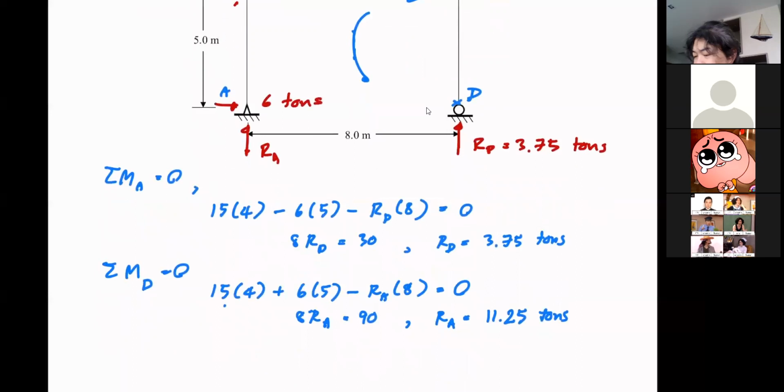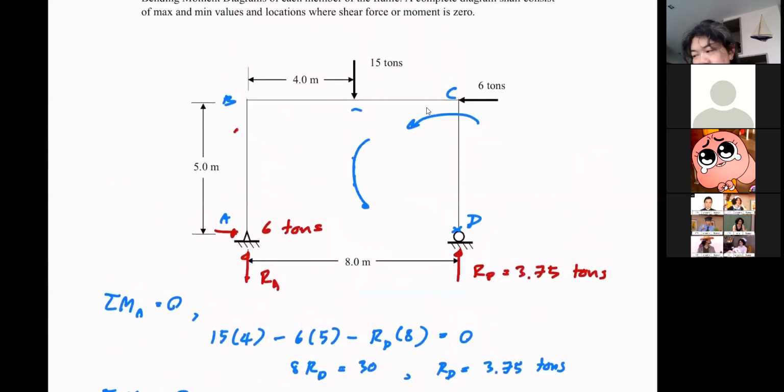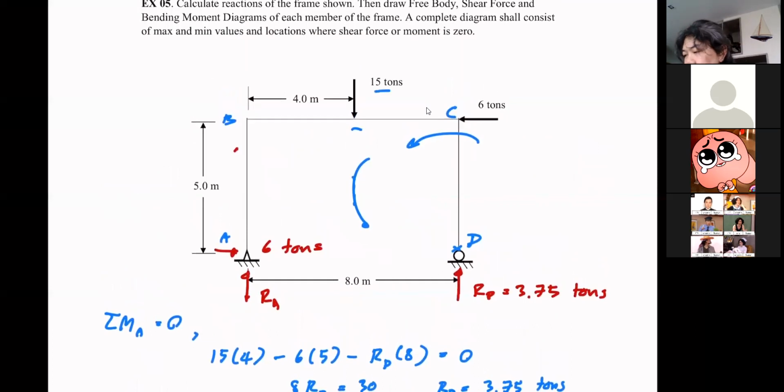So you can see that if later on, some would follow me, but only up to this point, they take moment at 2 locations, but then they never check sigma Fy. So what's the point of doing it? So we need to also check our sigma Fy. And in this case, you have 7.75 plus 11.25, which is exactly 15 tons. So you see 15 here and 15 there. So our sigma Fy is also correct.